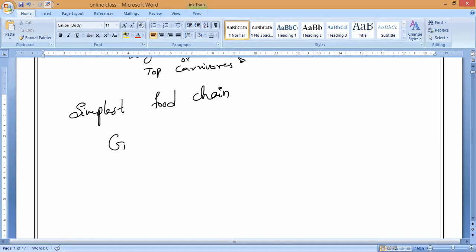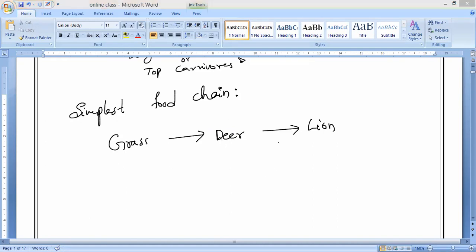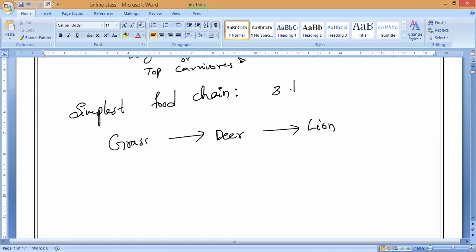Grassland. Yes, very good. Grass, which is eaten by deer, and deer eaten by lion. That is the first, simplest food chain we studied. If you notice here, how many trophic levels does this food chain involve? Anybody can say 3 or 4. In total we know there are 4 trophic levels, but this food chain involves only 3 trophic levels. Yes or no? Please respond. So what are the trophic levels involved here?